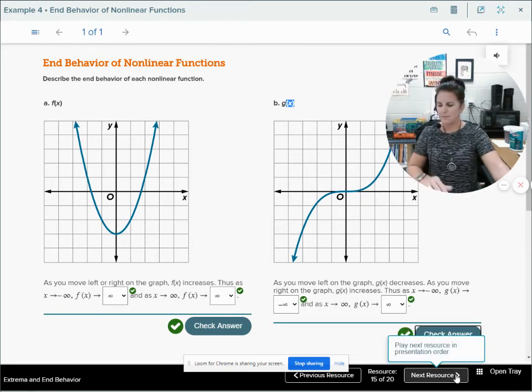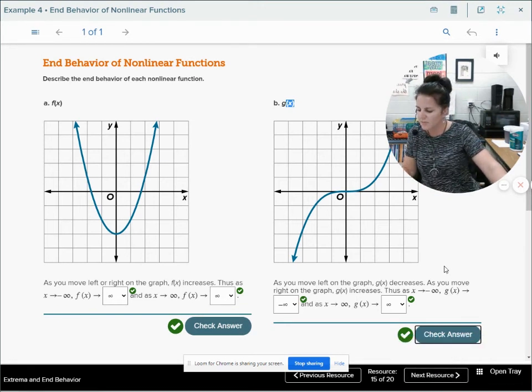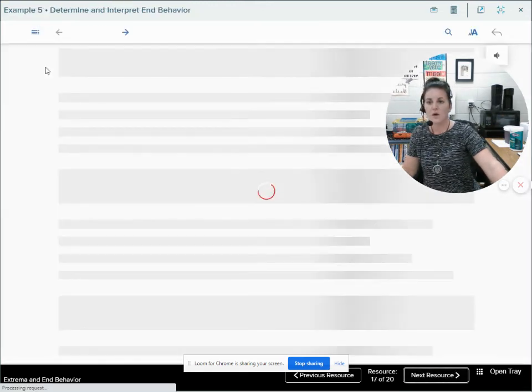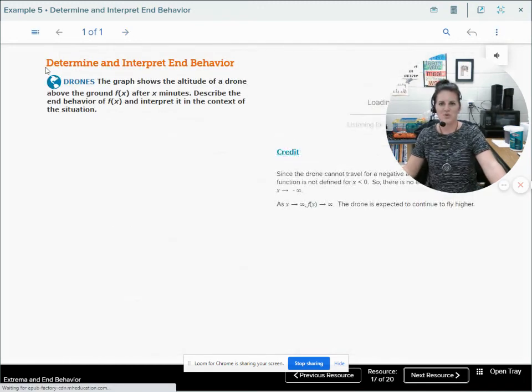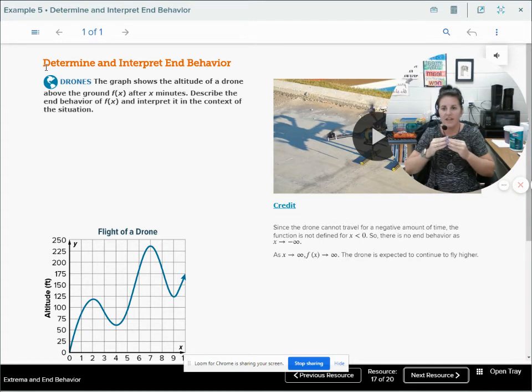It's a beautiful thing. All right, so now what I would like for you to do, there is a lesson check at the top of page 26 and one at the bottom of 26, but we're going to work through example 5 and then I would like for you to do that lesson check. It says the graph shows the altitude of a drone above the ground, f of x, after x minutes. So f of x shows the altitude of it above the ground and x tells me how many minutes have passed. Describe the end behavior of f of x and interpret this in context of the situation.